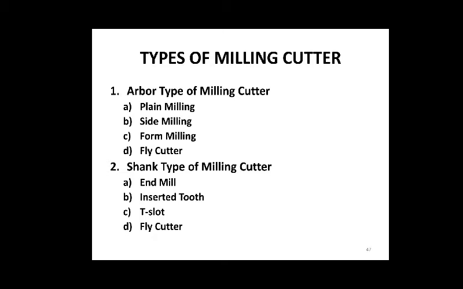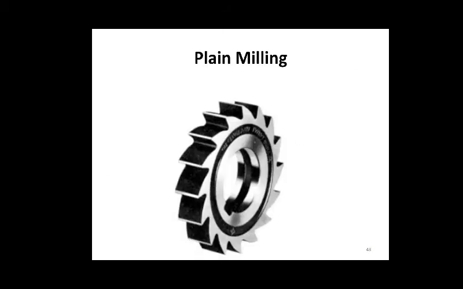The arbor type of milling cutter includes plain milling, side milling, form milling, fly cutter, and the second main classification, the shank type of milling cutter, having end mill, inserted T-slot and fly cutter. Plain milling cutters are widely used, cylindrical in shape, made of high-speed steel with teeth on the periphery. They are used to produce flat surfaces. There are several types, that is light duty, helical, heavy duty, high helix.